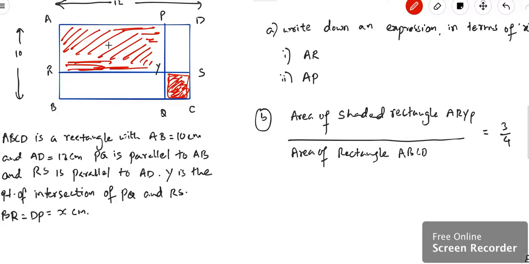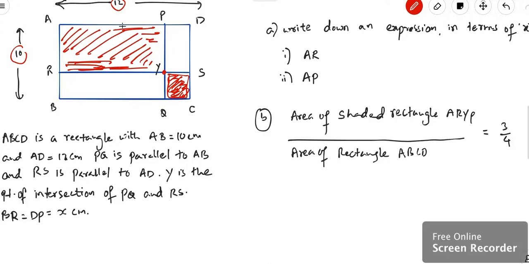Here we've got a question based upon mensuration. A rectangle is given, and inside it a square, a smaller portion, and one more rectangle are created, and the intersection point is given to us as Y. The two shaded areas in the figure, a rectangle and a square, are shaded, and the outer rectangle has length 12 and width 10. Now we've got a follow-up question.